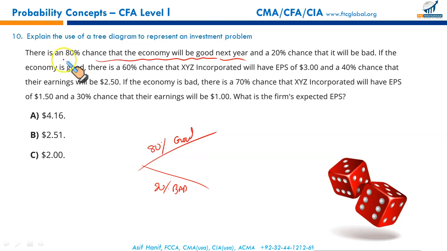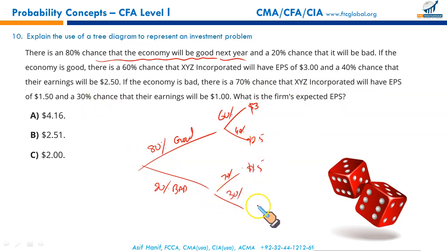It's all about questions. There is an 80% chance that economy will be good next year and 20% chance it will be bad. If the economy is good, there is 60% chance that XYZ Incorporated's EPS will be $3 and 40% probability that it will be 2.5. And if the economy is bad, which is 20% probable, in that case, there is 70% probability that XYZ Incorporated's EPS will be $1.5, and 30% probability that their EPS will be $1. What is the firm's expected EPS?